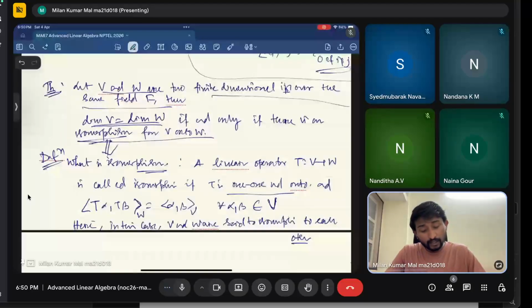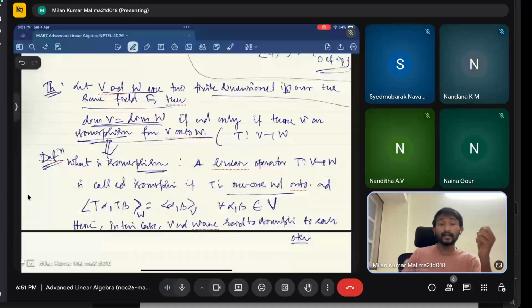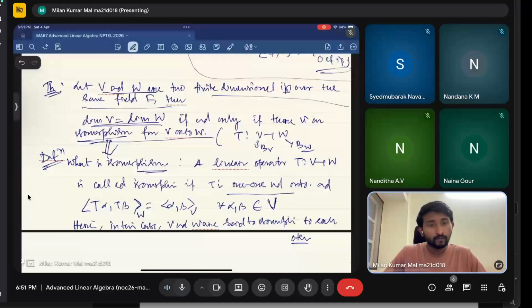How does that happen? Suppose V and W are two finite dimensional inner product spaces and the dimension is the same. Suppose V has an orthonormal basis beta V and W has an orthonormal basis beta W, and we can always get that type of orthonormal basis. How will I always get an orthonormal basis? Suppose you take an ordered basis of the space V, then you can use the Gram-Schmidt orthogonalization process and you get the orthogonal basis, and after that you do the normalization and you get the orthonormal basis.